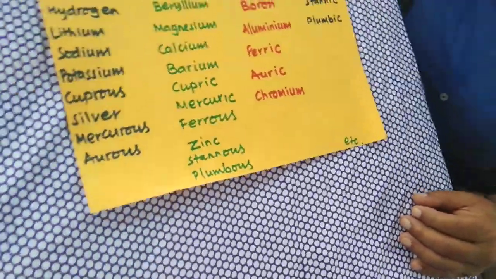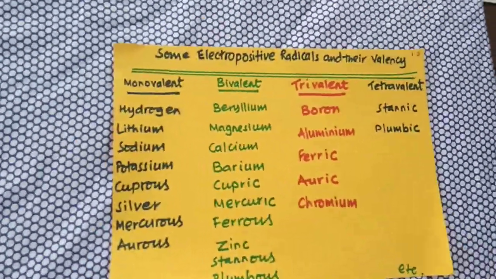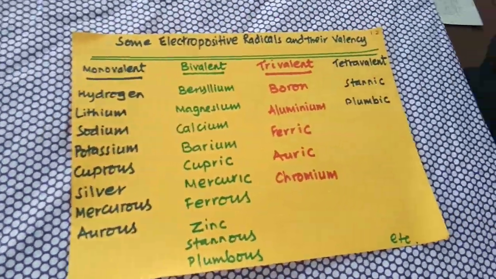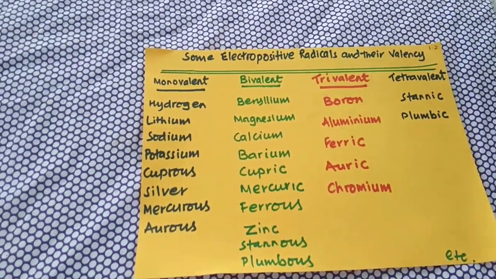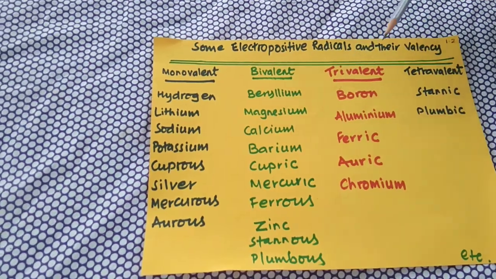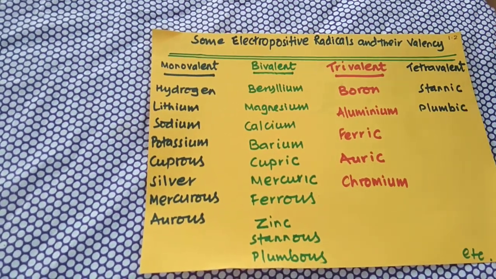So the first one is monovalent, that means the element having valency 1. All these are electropositive: hydrogen, lithium, sodium, potassium, cuprous, silver, mercurous, iodus, etc. Similarly, bivalent, trivalent and tetravalent ones are described here.